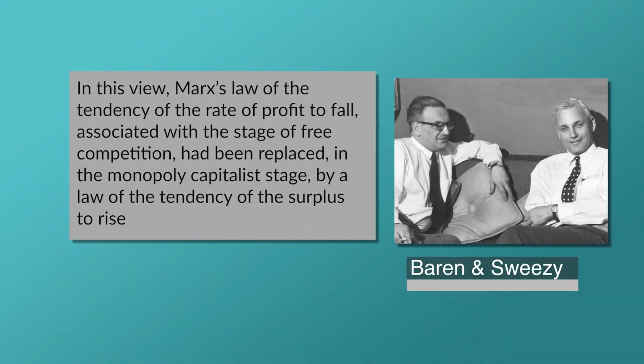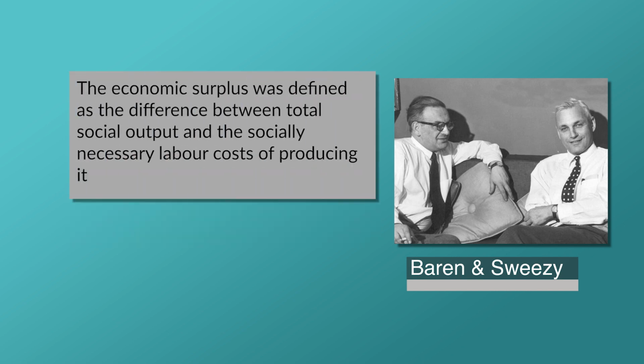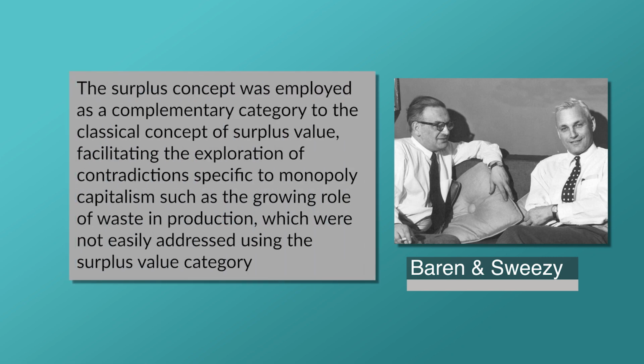In their view, Marx's law of the tendency of the rate of profit to fall, associated with the stage of free competition, has been replaced in the monopoly capitalist stage by a law of the tendency of the surplus to rise. This economic surplus was defined as the difference between total social output and the socially necessary labor cost of producing it. The surplus concept was employed as a complementary category to the classical concept of surplus value, facilitating the exploration of contradictions specific to monopoly capitalism, such as the growing role of waste in production, which were not easily addressed using the surplus value category.